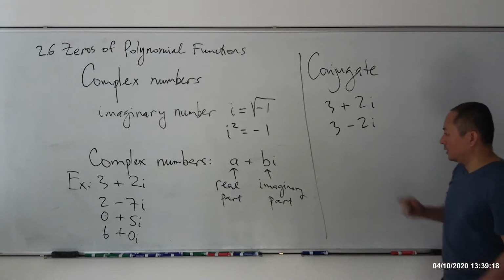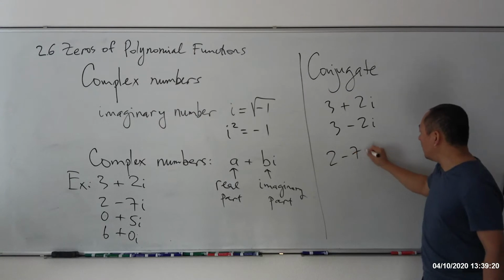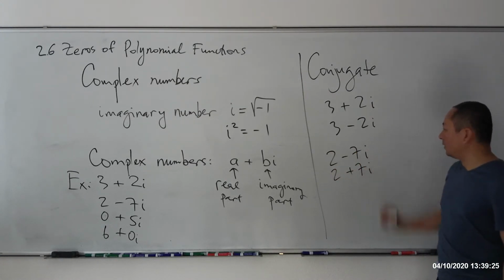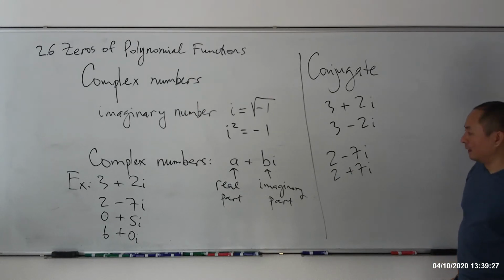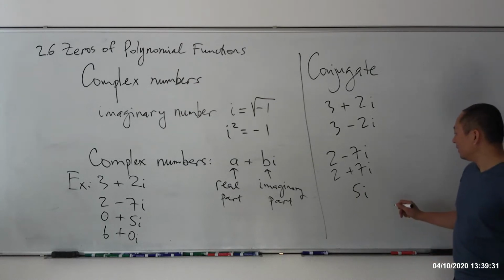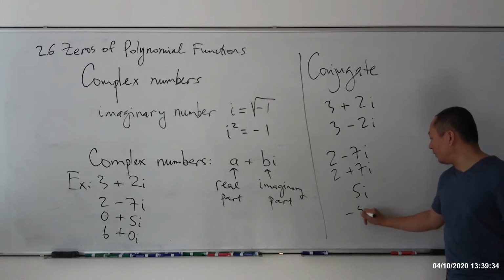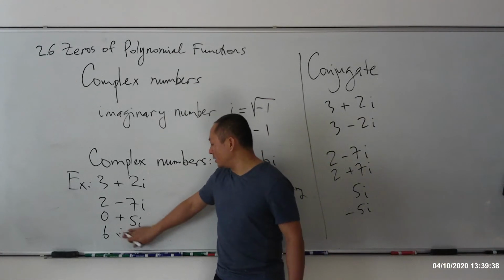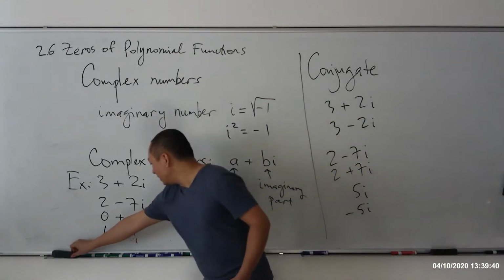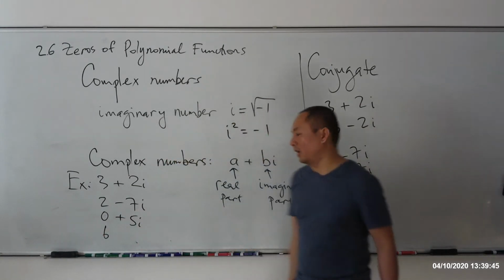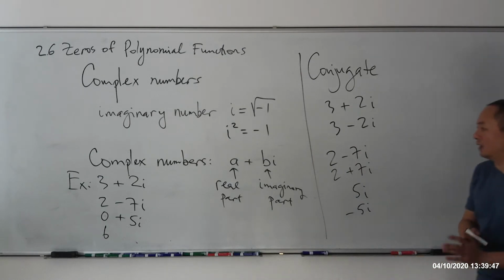Are we good? Second one, I got 2 minus 7i. The conjugate of this will be 2 plus 7i, right? And then 5i, the third one. The conjugate of 5i is negative 5i. And the last one right here, 6 plus 0i, is actually just 6. Then we don't have an imaginary part. We change the sign of the imaginary part, and it's still 6. So pretty much you can say that the conjugate of a real number is itself.